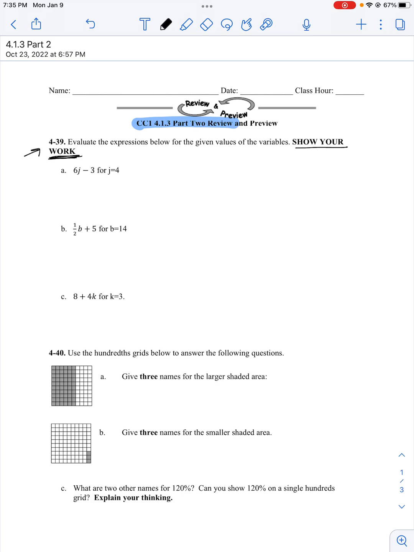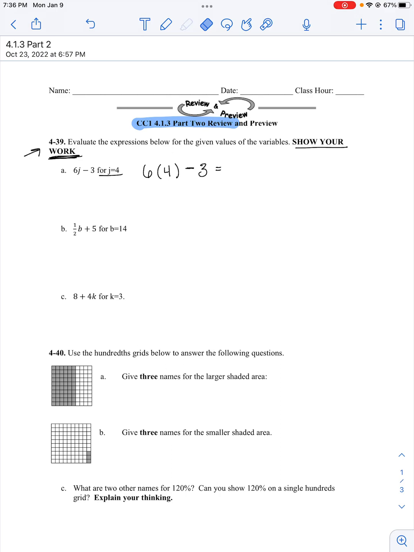Okay, Part A, 6 times j minus 3 for j equals 4. So anywhere I see a j, I'm going to substitute a 4. Okay, now I have to be really careful. 6j is the same thing as saying 6 times j. Remember, I can write it different ways. I use parentheses, especially when I'm substituting in a value. So 6 times 4 minus 3.